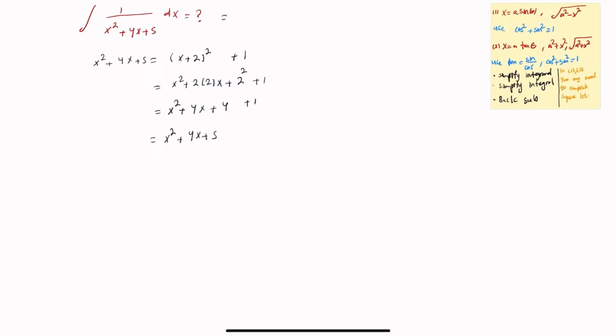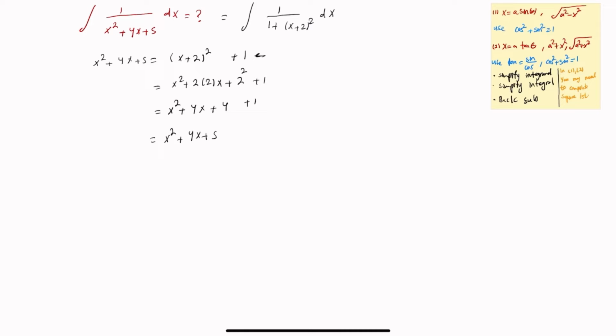Now the left side is equal to the right side. So this integral can be written as the integral of 1 over, and then the denominator is going to be equal to this term here, which is 1 plus (x plus 2) squared dx. Now I want to use trig substitution. So how am I going to do that? We have sine substitution, we have tangent substitution. So notice this is of the form a squared plus x squared. Therefore, I'm going to use tan substitution.